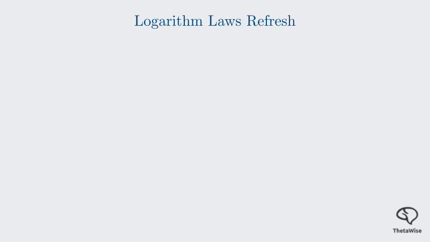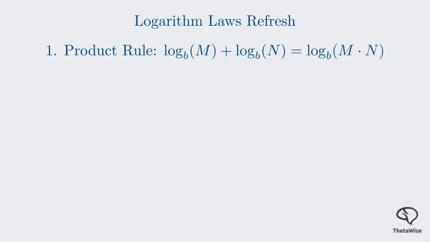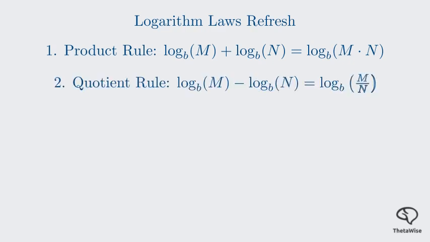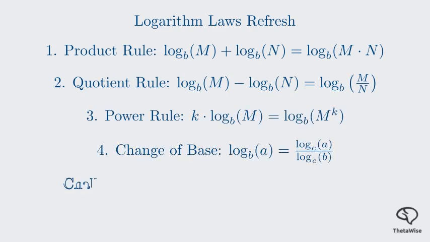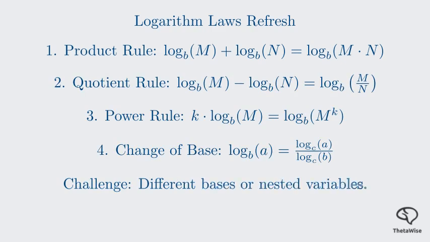These are our primary tools. The product rule states that log base b of m plus log base b of n equals log base b of m times n. The quotient rule, log base b of m minus log base b of n equals log base b of m over n. The power rule, log base b of m to the power of k equals k times log base b of m. And finally, change of base: log base b of a equals log base c of a divided by log base c of b. In advanced problems, the challenge usually lies in recognizing which law to use when the bases are different or when the variables are nested.